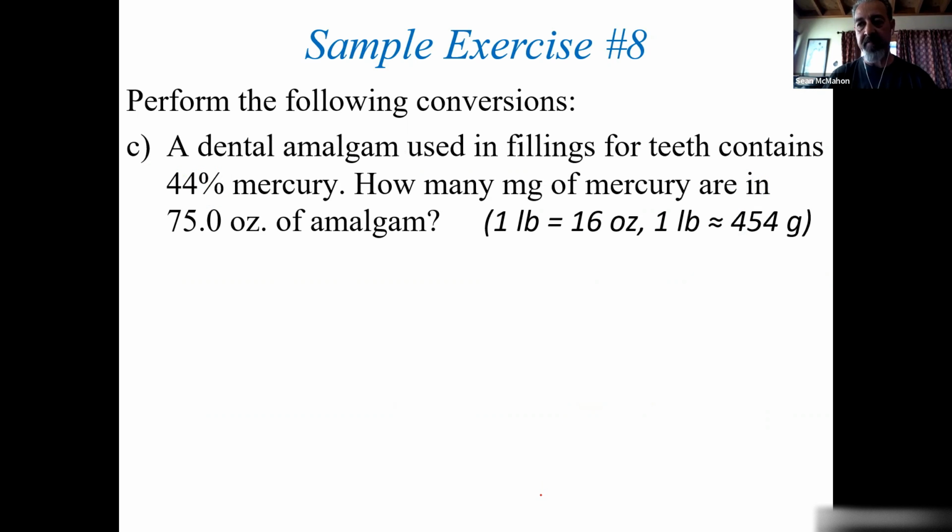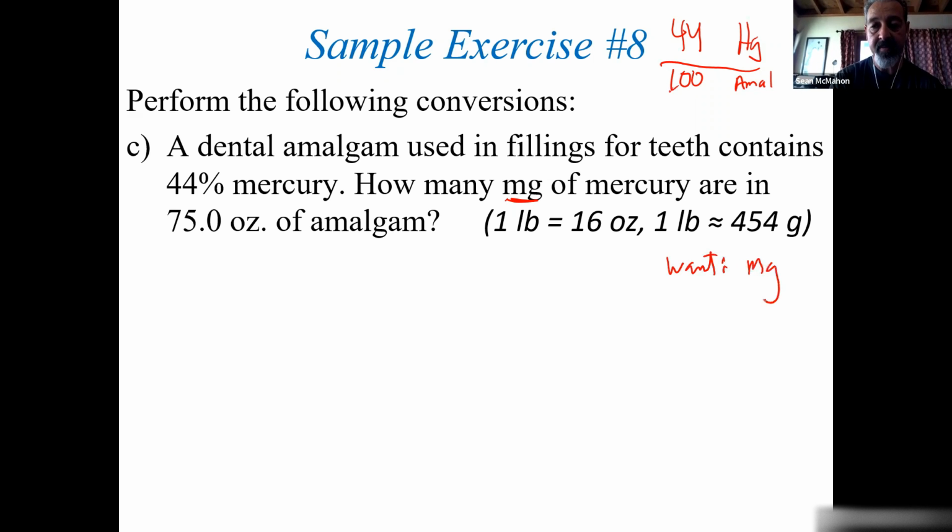So here's kind of a big challenge. Perform the following conversions. A dental amalgam used in fillings for teeth contains 44% mercury. How many milligrams? So it's probably by mass. So it's 44% mercury by mass to 100 of the amalgam, right? How many milligrams? So what do I want? I want milligrams of mercury. Milligrams of mercury are in 75 ounces.